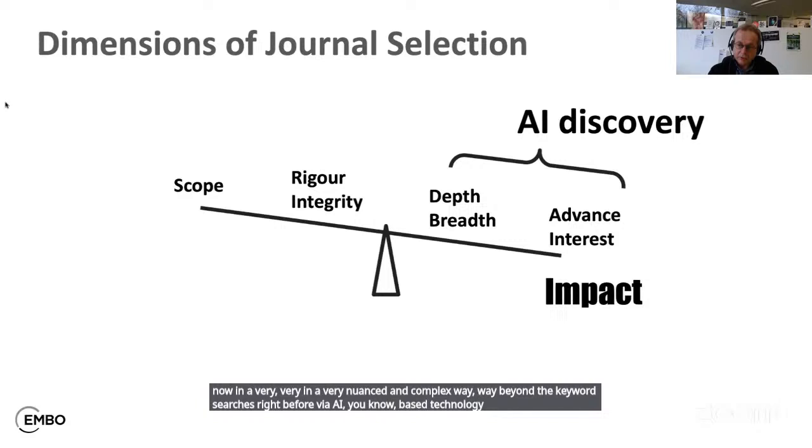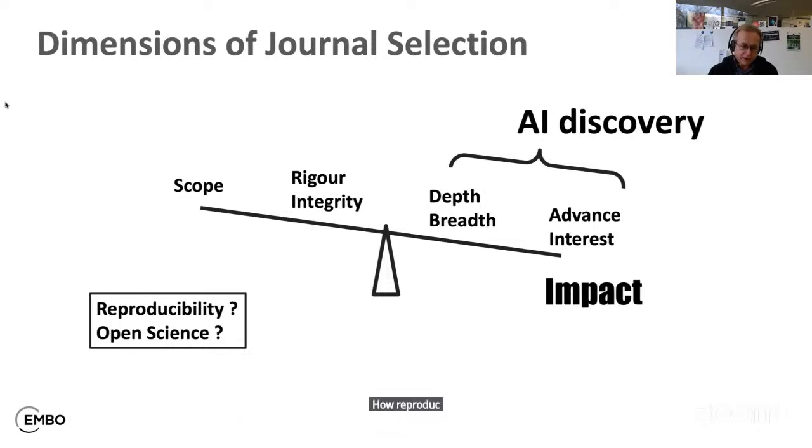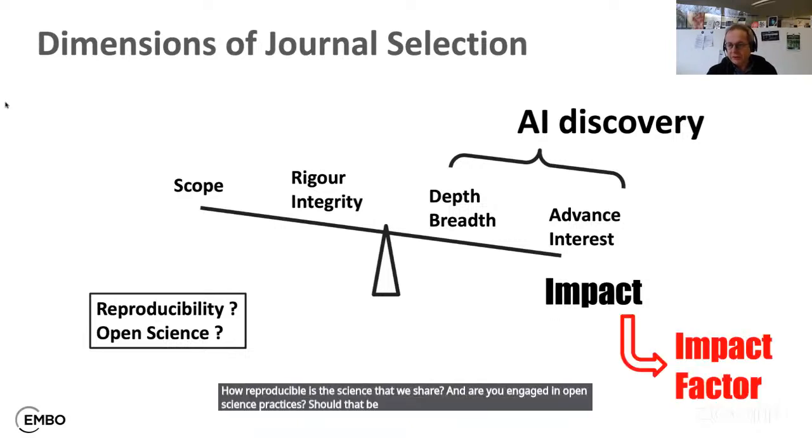So it's an open question if we still need that sort of selection criteria, and instead maybe replace it with other things, such as how reproducible is the science that we share, and are you engaged in open science practices? Should that be criteria in the selection? So again, your input would be very interesting in that, because it's a moving target.